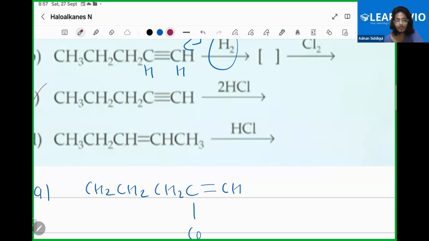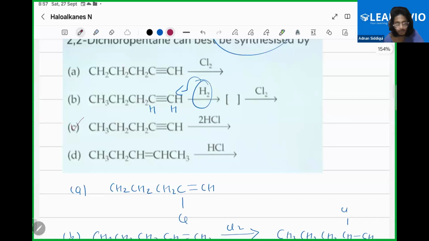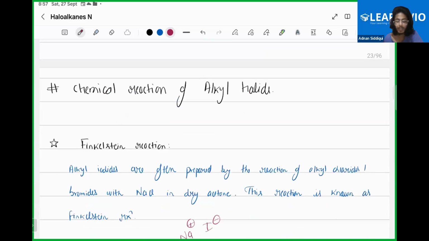Is it clear? Yes, sir. Please solve this question on your own. Otherwise, it will help you to develop the methodology.